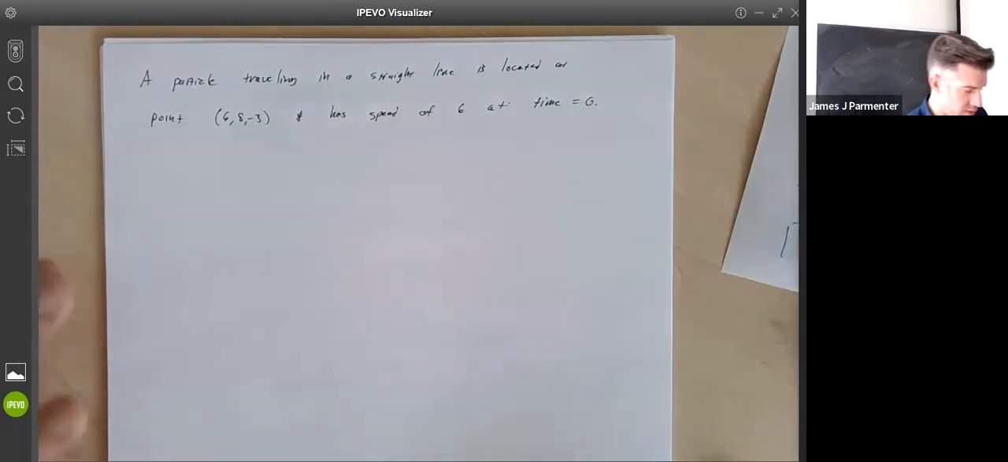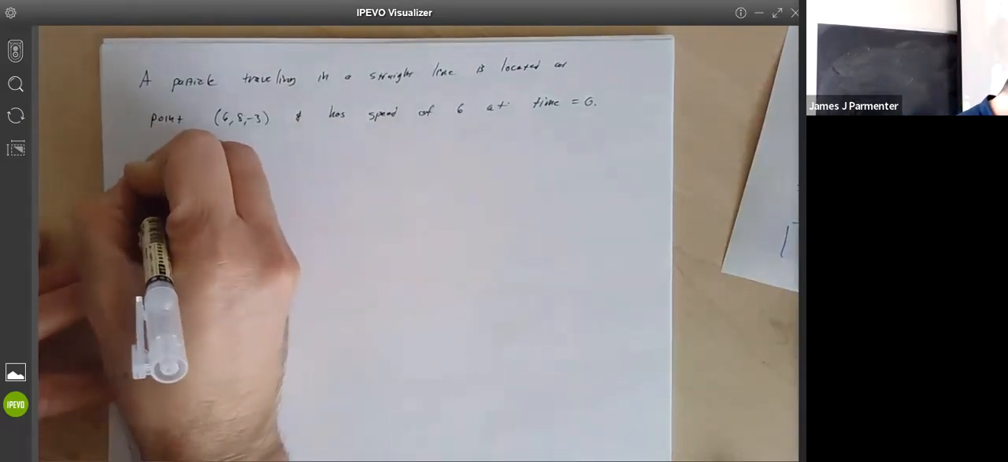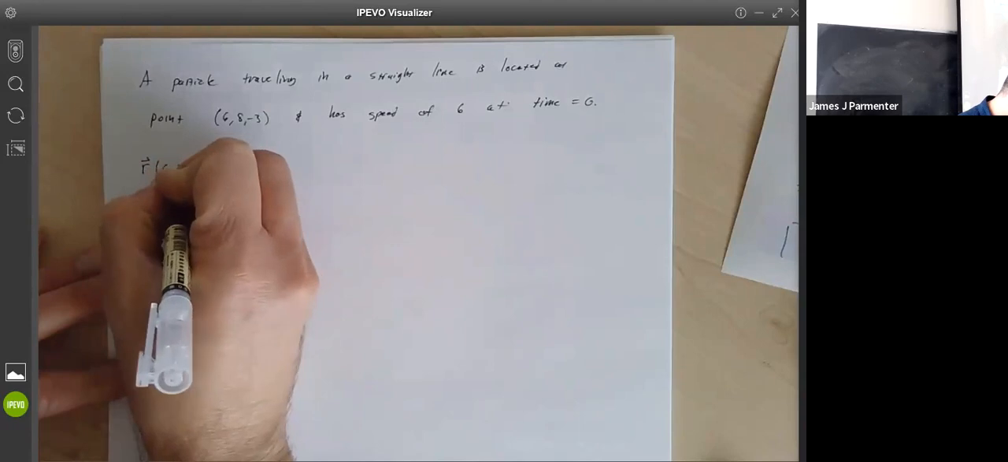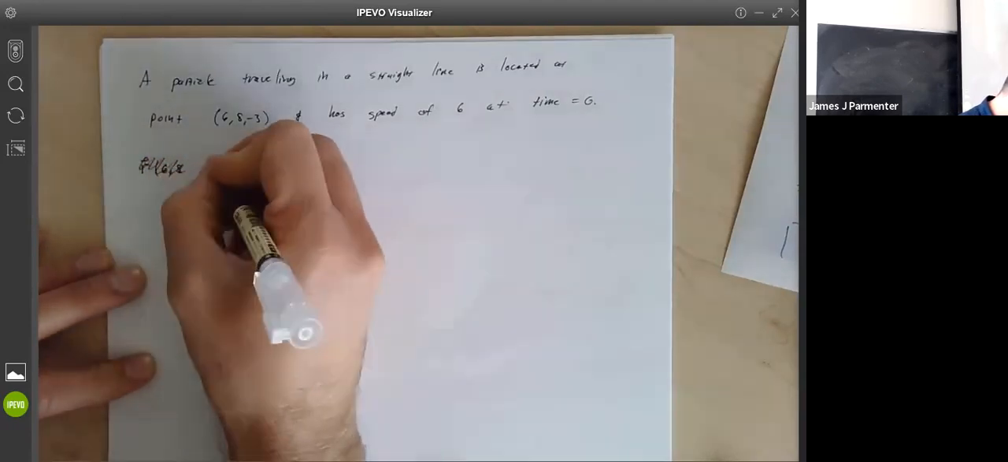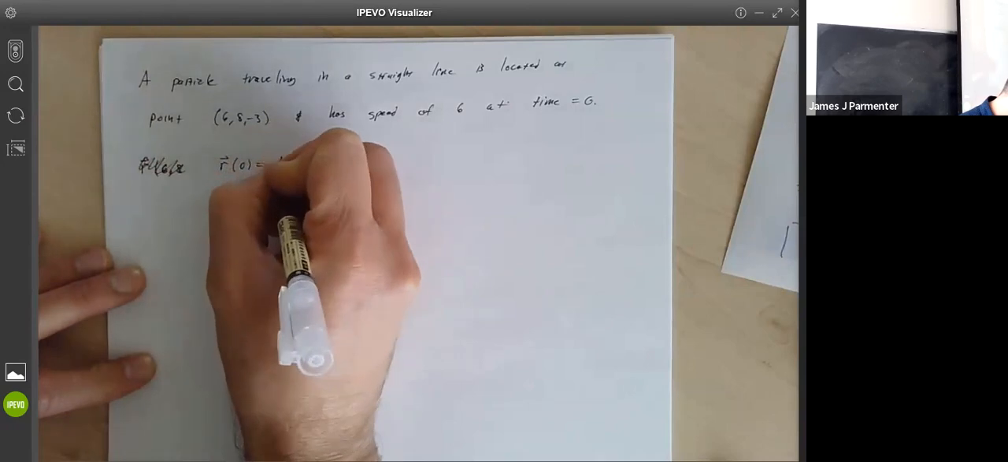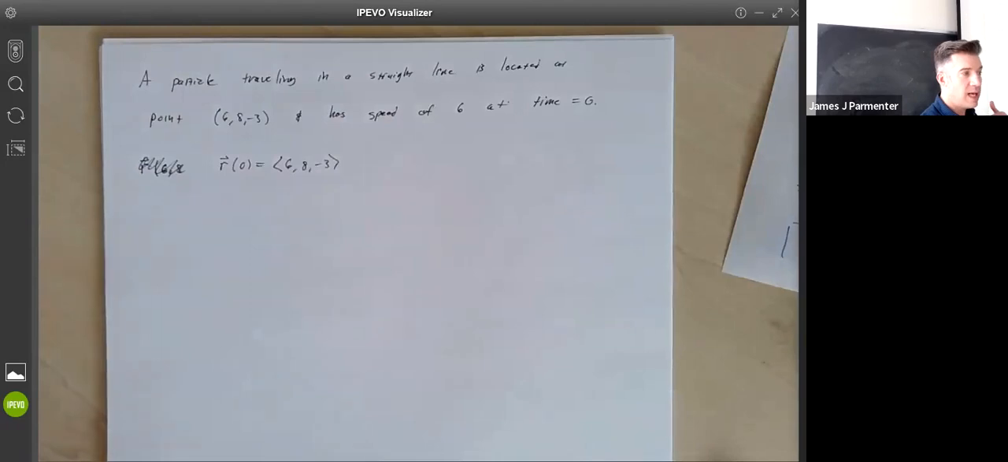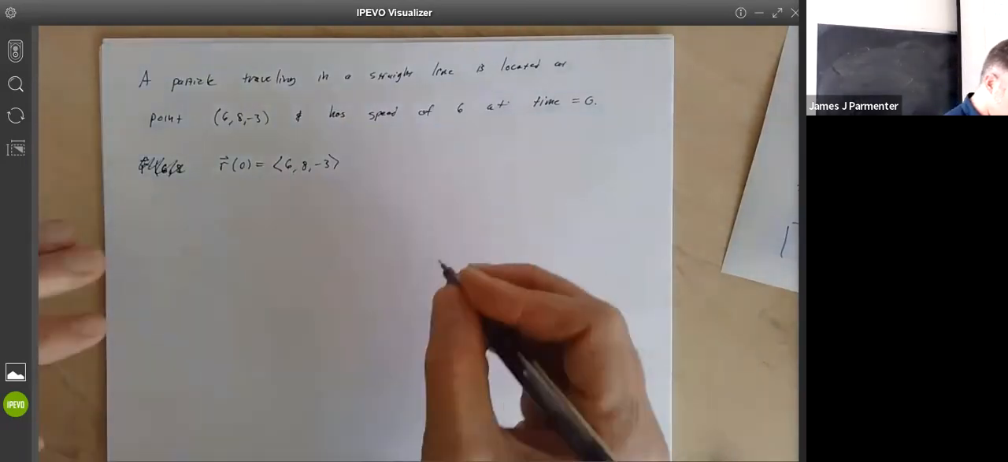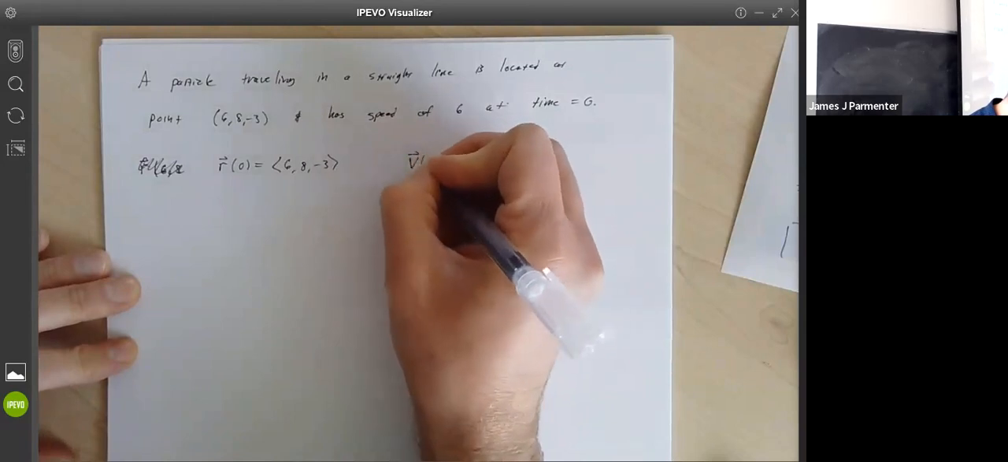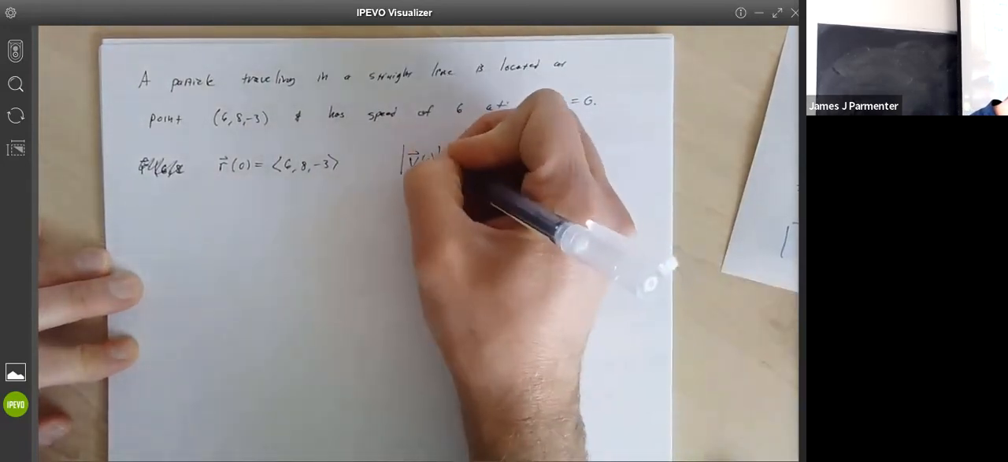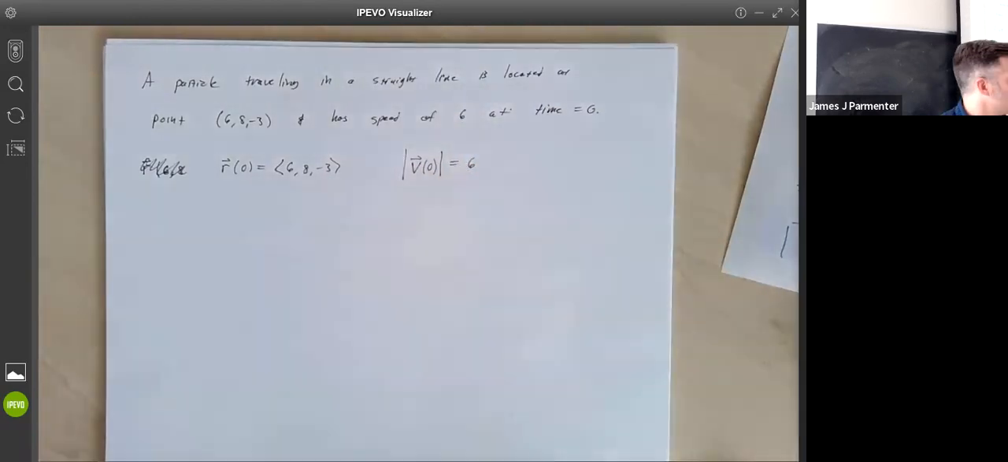We're not done, but let's interpret for a second. We know the position at time equals 0 is (6, 8, -3). We don't actually know the velocity at time equals 0. We know the speed at time equals 0, so we know the magnitude of the velocity at time equals 0. So we know not that v of 0 equals 6, but that the magnitude of v of 0 equals 6. Which makes sense, right? Because if they told us what the velocity was, we should have a vector. They just gave us a value.